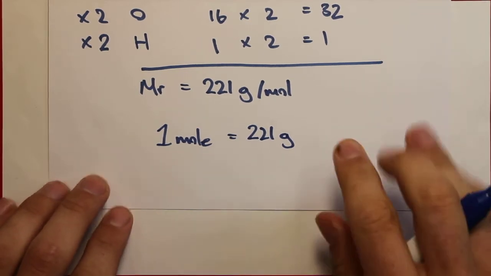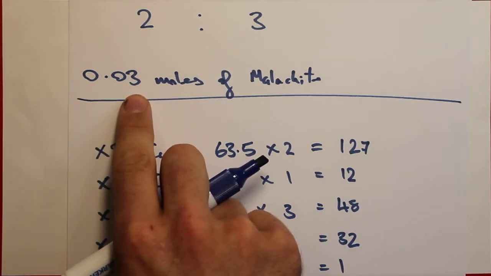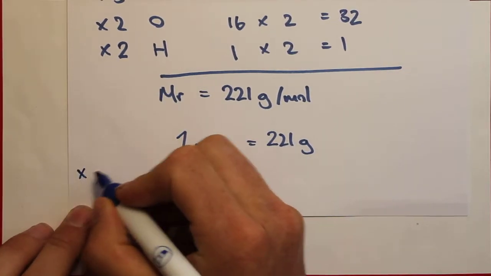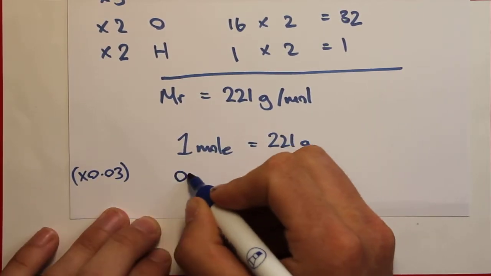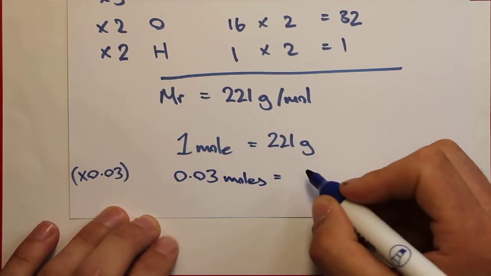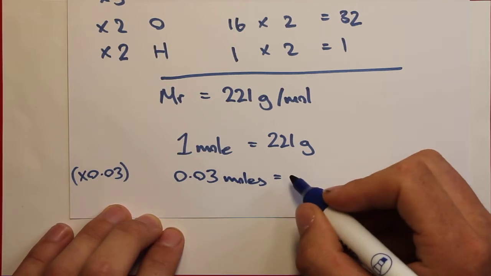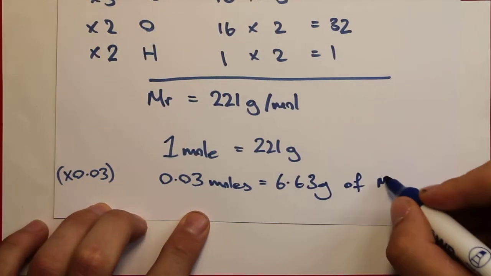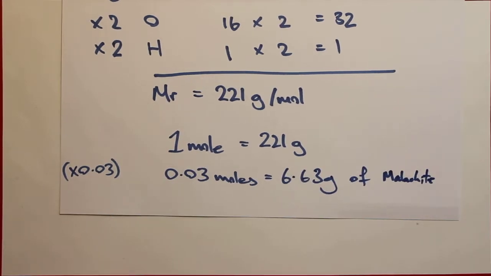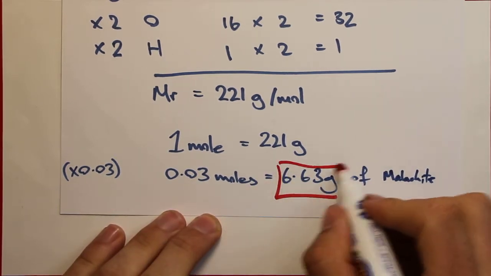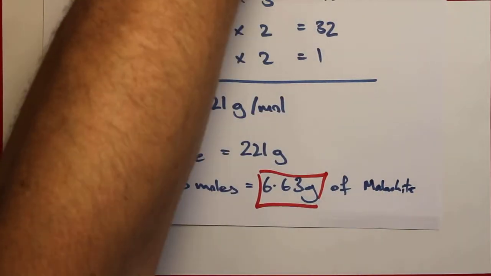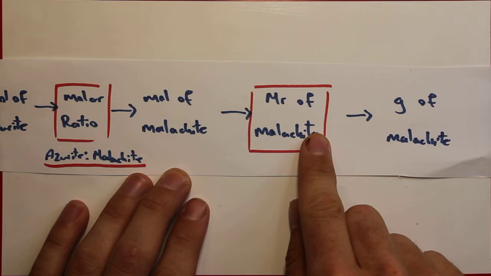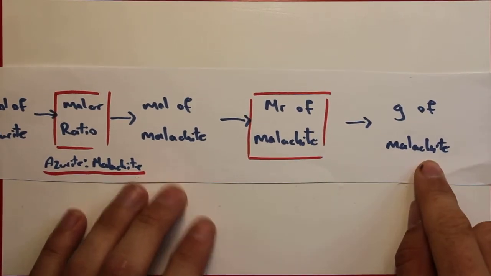Well, we're not interested in 1 mole in this case. We're interested in 0.03 moles of malachite. So we're going to times both sides by 0.03, and we're going to have 0.03 moles is equal to 221 grams times 0.03, which is equal to 6.63 grams of malachite. And that there is the final answer to that part. So we can see what we did there. We used our relative molecular mass of malachite to find the number of grams of malachite that we actually have here.